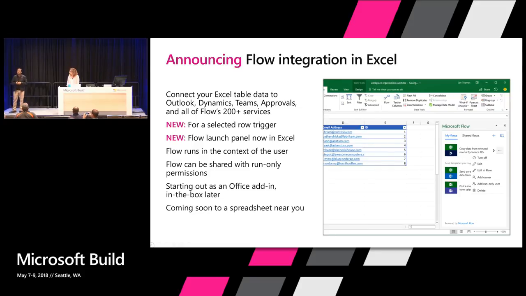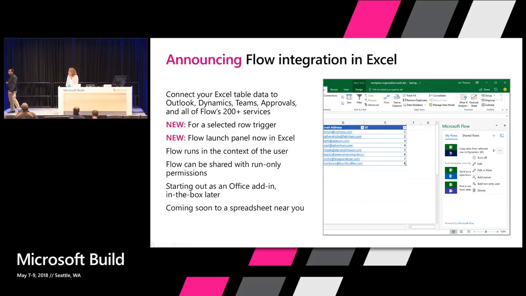Well, we're introducing a brand new trigger called For a Selected Row. What this trigger does is it gets context of the row that you've selected in Excel. It passes that data along. We then use a launch panel experience embedded directly within your spreadsheet, where you can interact with that row, add in any manual inputs, and run the flow.